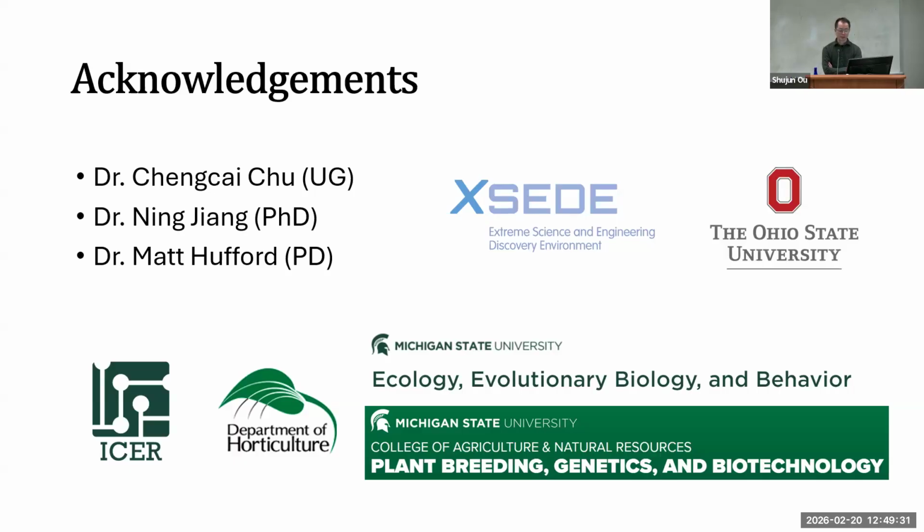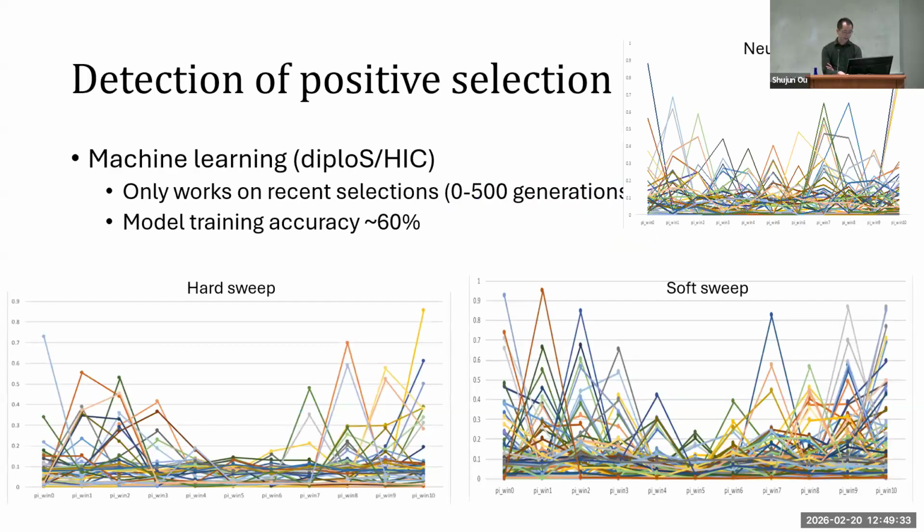Yeah, it's done. It's just the next slide. I didn't include it here, but I also scanned for selective sweeps and tried to distinguish the type of sweep, whether it's selection based on standing variation or selection based on new mutations.